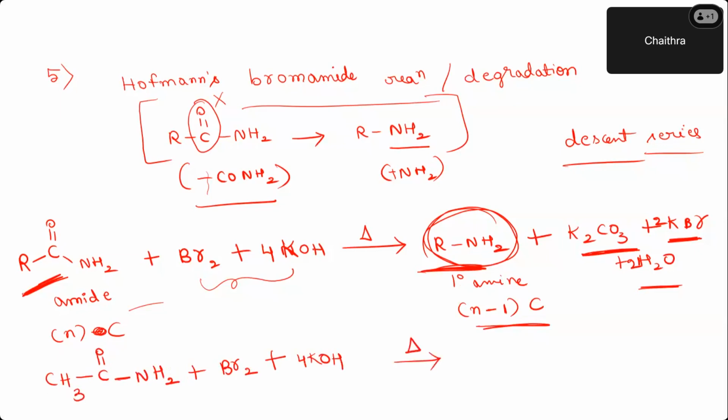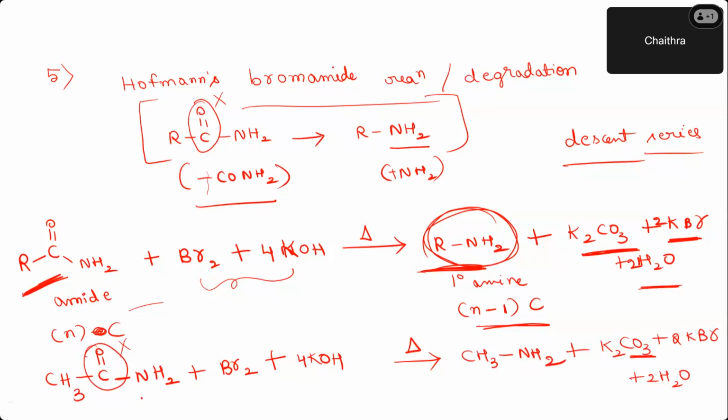Heat it, predict the product, and remember the byproducts. As usual, byproducts will be K2CO3. You will have KBr as well as water. Can you tell me the name of the product? Just remove this, that's it. Degradation: in the form of carbonate, you are removing that CO group. So you will have CH3NH2, that's nothing but methanamine.